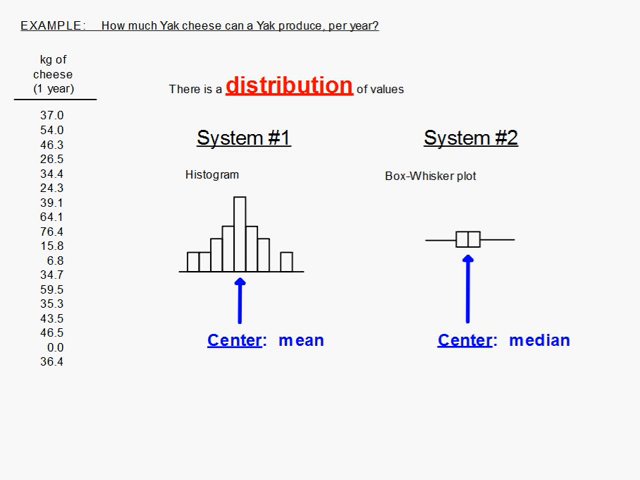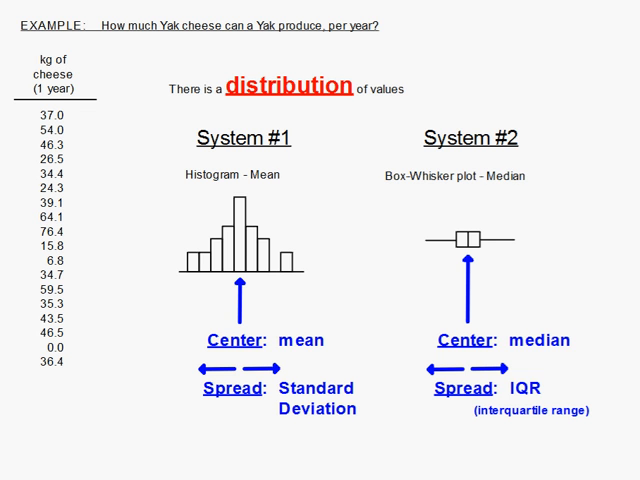You might have seen histograms in the past. We can talk about, of course, our centers. They have different means. When you deal with histograms, you're going to use means. If you're dealing with a histogram, you would not use the median because that's not the system, right? Medians go with box whisker plots. And then we can also talk about spread, right? Standard deviation goes with the histogram where IQR goes with the box whisker plot. Right? When do you use one system versus the other?